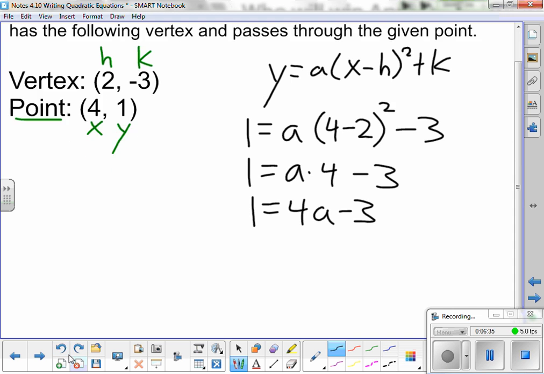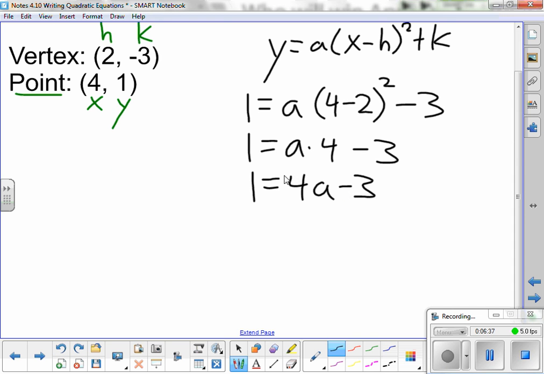That's just a linear equation. So you're just solving for a, so you just do inverse operations. You would add 3 to get rid of the minus 3, and you would divide by 4 to get rid of the multiplying by 4. So it's just solving out from here, and you should get a equals 1. All right, so you have your a value.